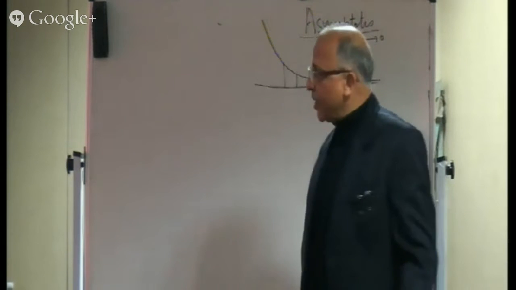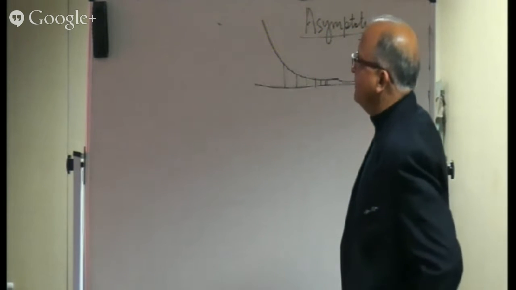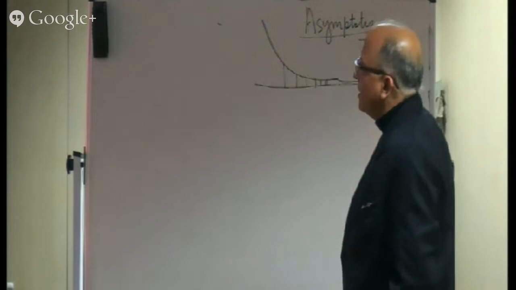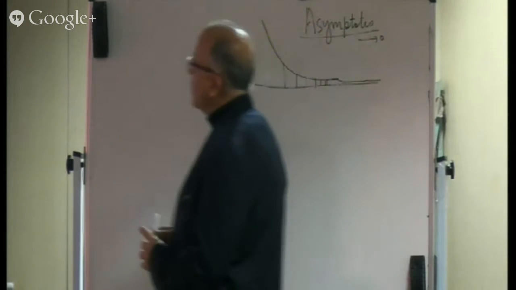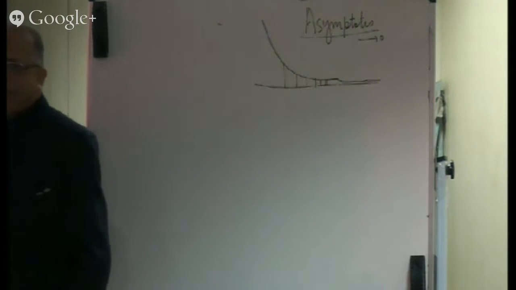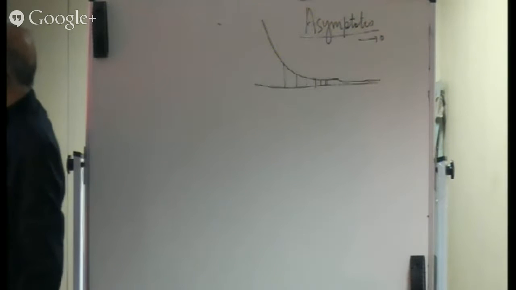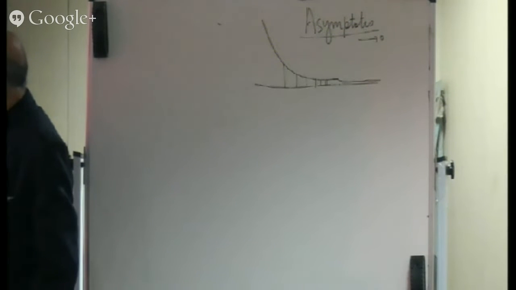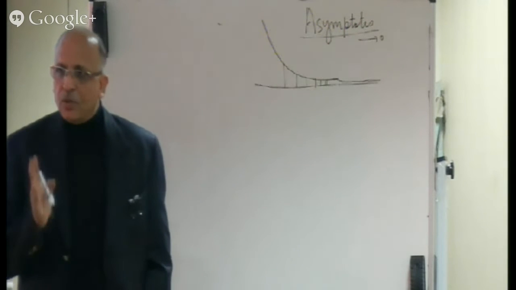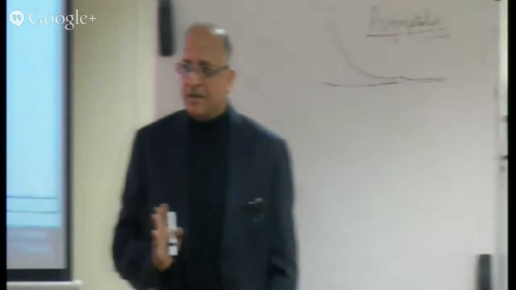Let's see some more properties of hyperbola. As I've already told you, the coordinates of the center are 0, 0. Coordinates of the vertices are a, 0 and minus a, 0. This point is a, 0, this point is minus a, 0. They are symmetrically located with respect to the origin.